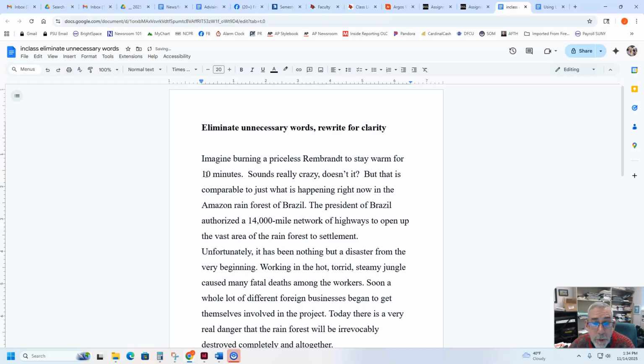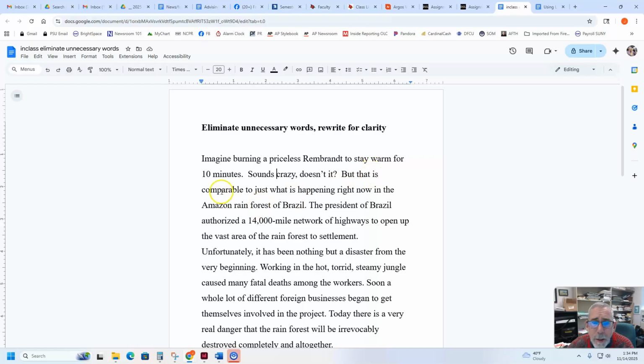Or we could just say "just to stay warm" and forget the 10 minutes if we thought that was not needed. Sounds really crazy? Sounds crazy. Really, words like that, we feel like when we say them and write them, we're adding emphasis and adding size and weight. But honestly, "sounds crazy" has as much impact, or maybe even a little more, than just throwing other words on top of it, like "really."